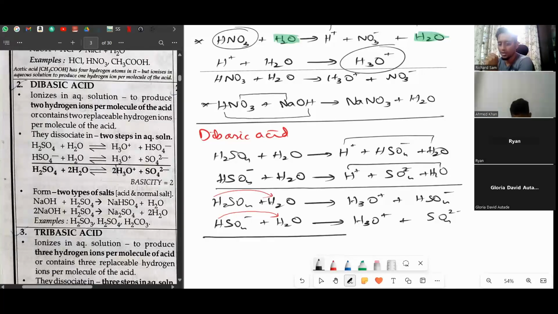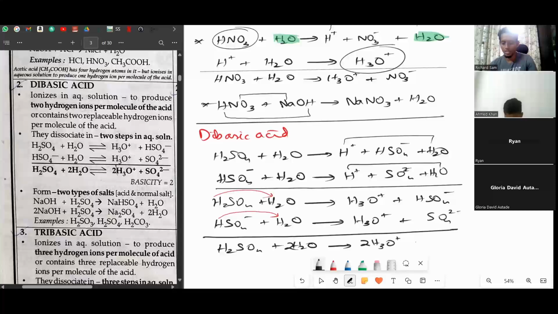Is that clear? If you write these two reactions together in one step, that will be H2SO4 plus how many waters? This one sulfuric acid molecule is joining with two water molecules to produce how many hydronium ions? Two hydronium ions, H3O plus and one SO4, 2 minus. Okay, so this is the complete reaction.